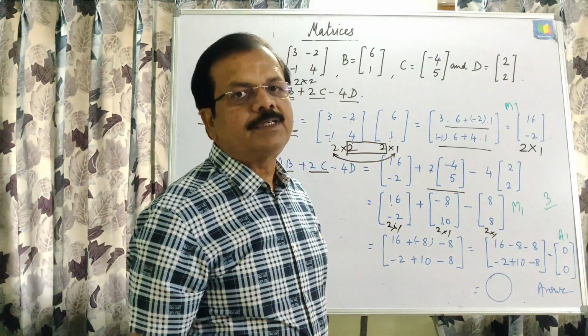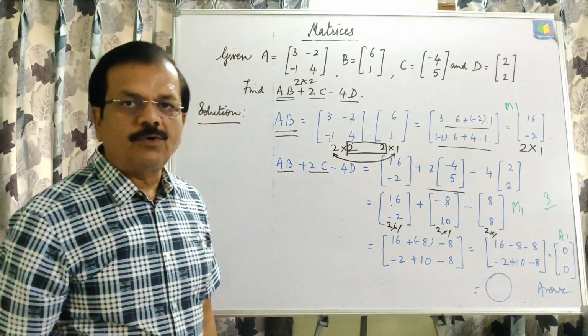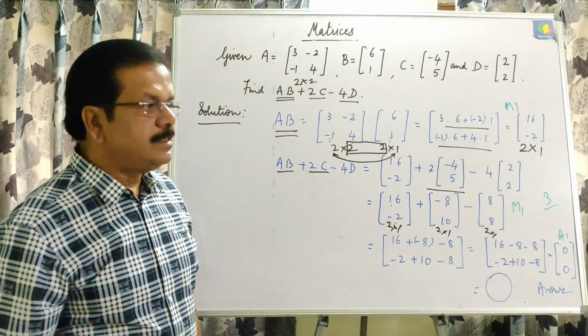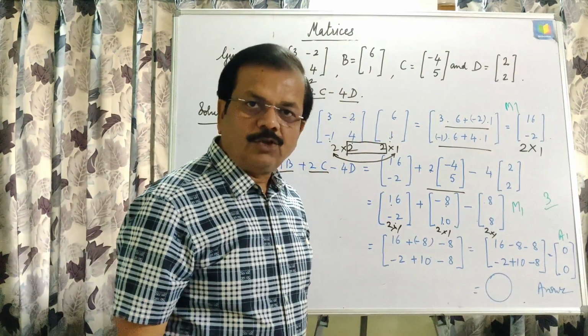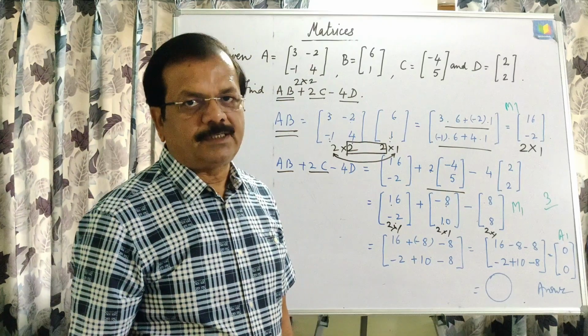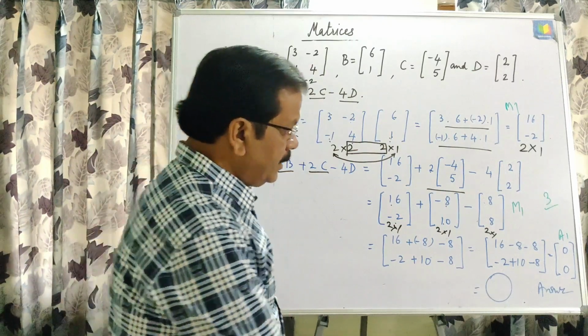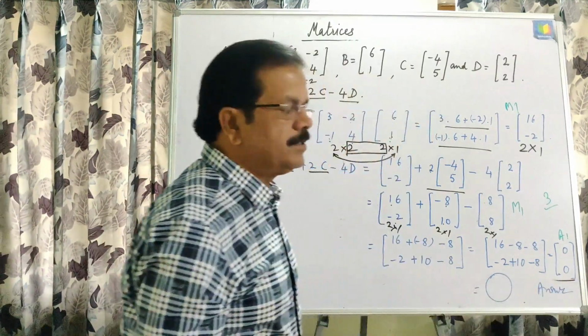If all the elements of any matrix are 0, then we call this a zero matrix or null matrix. Okay, and this is the example of null matrix or zero matrix.